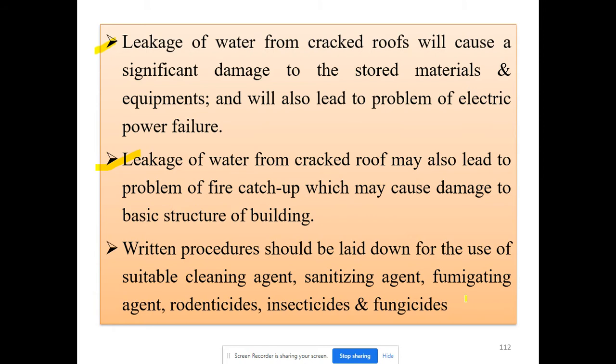Leakage of water from the cracked roof may also lead to the problem of fire catch-up, which may cause damage to the basic structure of the building.